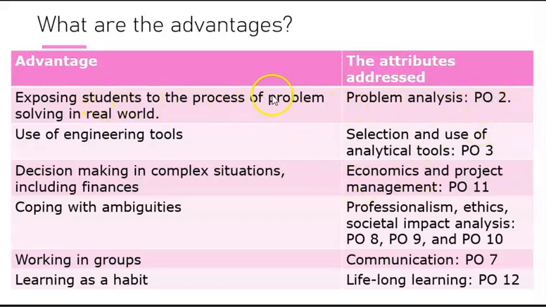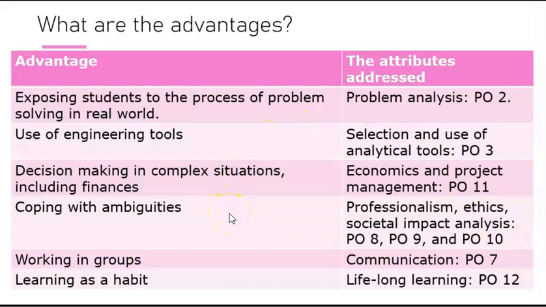Mostly exposing the students to process of problem solving involves program outcome number 2. Similarly, use of engineering tools satisfies program outcome 3. Then decision making in complex situation including finances, CO11. These COs 11 and 12, they are rarely supported by any single course in engineering curriculum. So using case studies will ensure that CO11 and 12 are addressed.